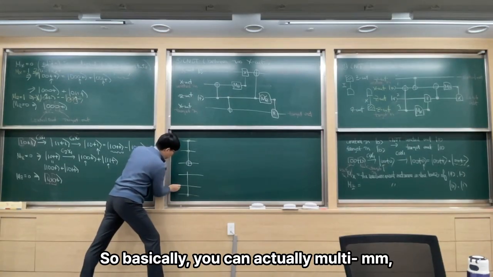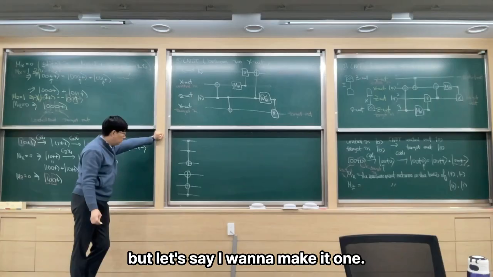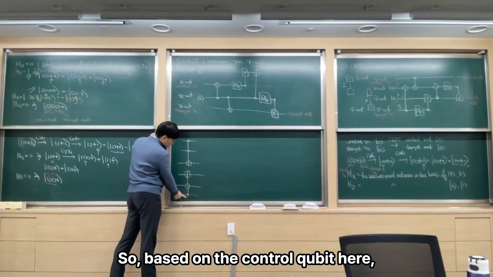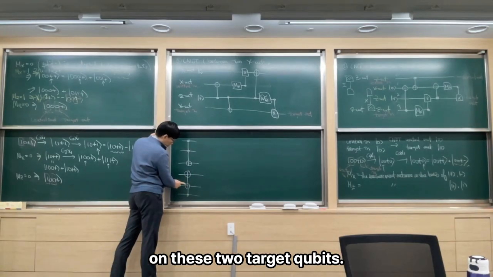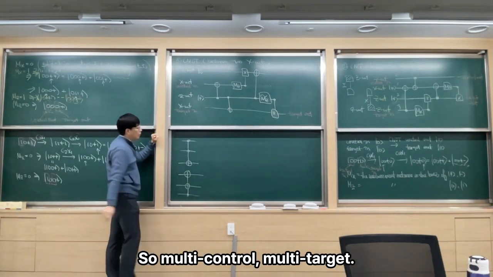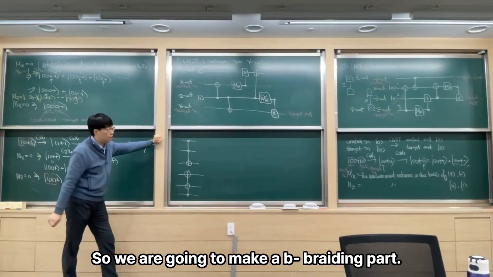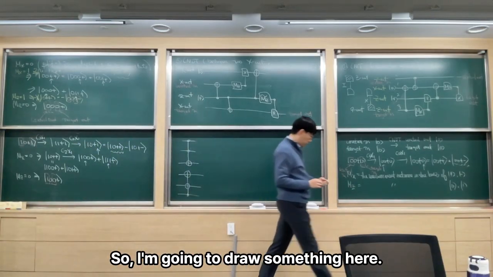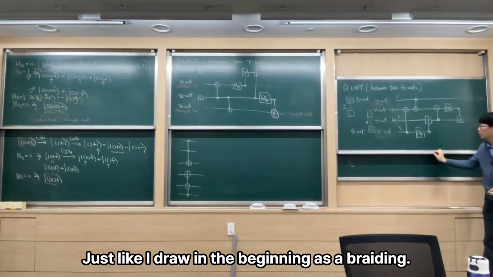So basically you can actually make two CNOT gates, but let's say I want to make it one. Based on the control qubit here, I want to activate both of these X gates on these two target qubits. So multi-control, multi-target. How do we make this? We are going to make a braiding part. I'm going to draw something here, just like I drew in the beginning, as a braiding.